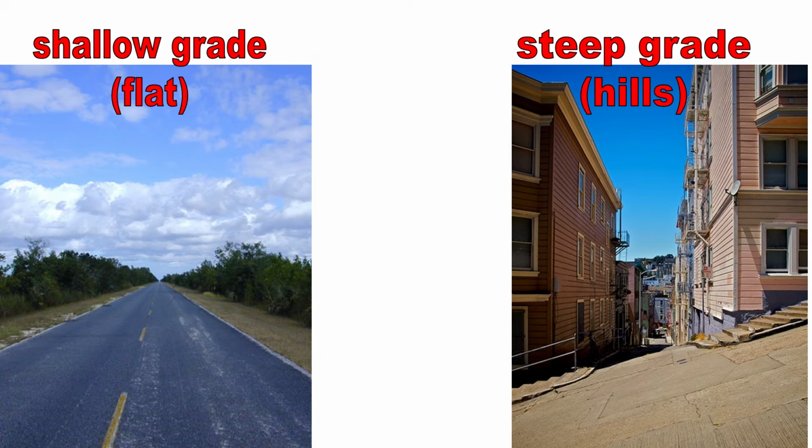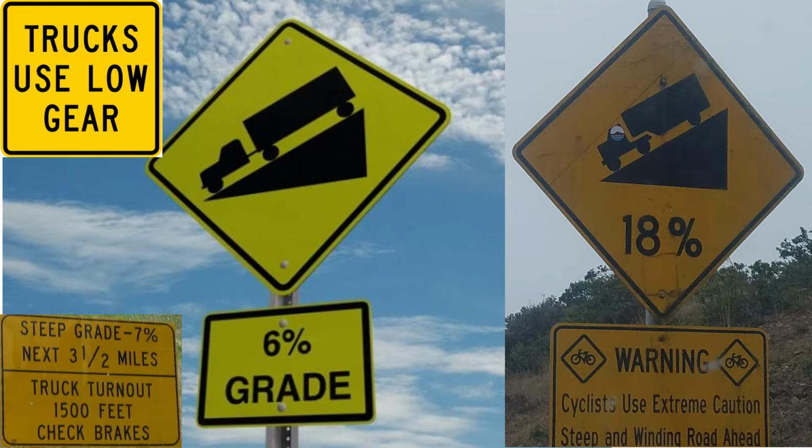We also use these terms. A shallow grade means the land is flat. A steep grade means the land is just that. It's steep. You think about hills. And you'll see these signs warning about a steep grade. It means that the land is so steep it can be unsafe, especially for large trucks.